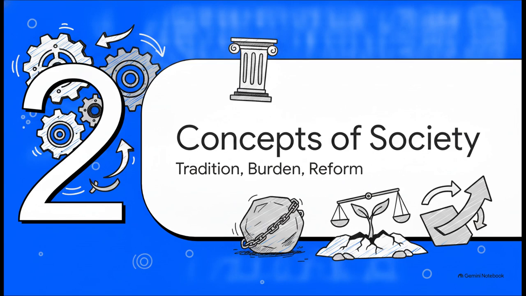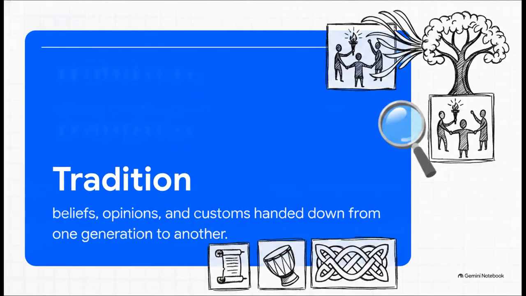Moving right along to Section 2, Concepts of Society. This is where we'll look at tradition, burden, and reform. Our first highlighted word is tradition. Listen closely to the phonetic breakdown here. Tra-dish-en. The text explicitly defines it as the beliefs, opinions, and customs handed down from one generation to another. So it's not just some old habit, it is a vital, intentional passing down of culture.